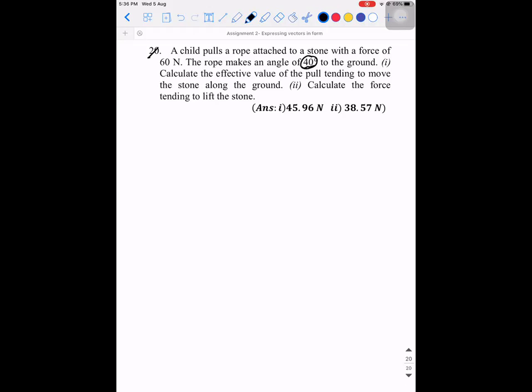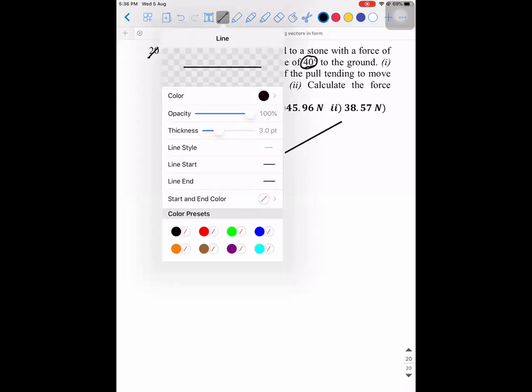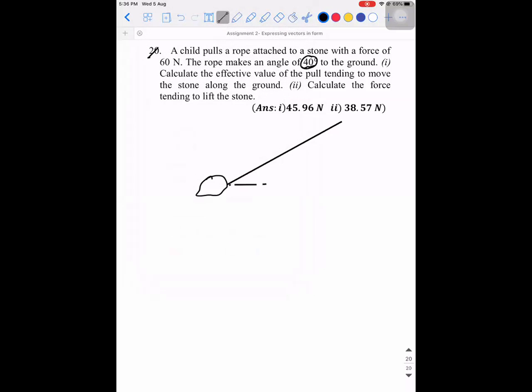A child pulls a rope attached to a stone with a force of 60 Newton. The rope makes an angle of 40 degrees with respect to the ground. Calculate the effective value of pull tending to move the stone along the ground. Calculate the force tending to lift the stone. So they're asking you the horizontal and the vertical components. There is a stone like this. There is a rope tied like this, and the child is pulling the rope like this. So this has a horizontal component and a vertical component.